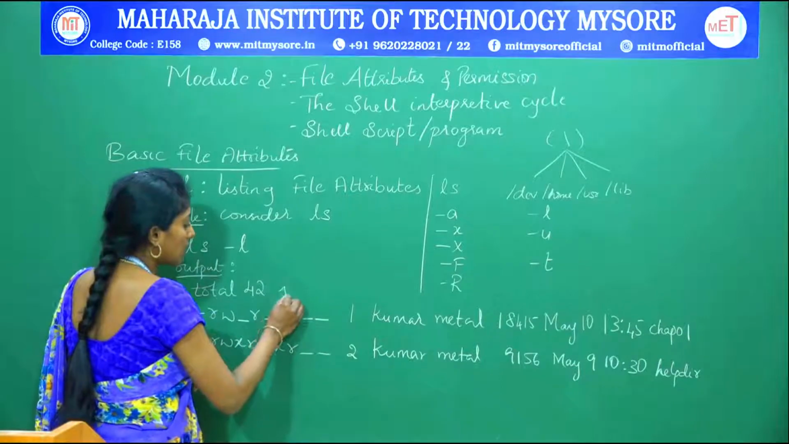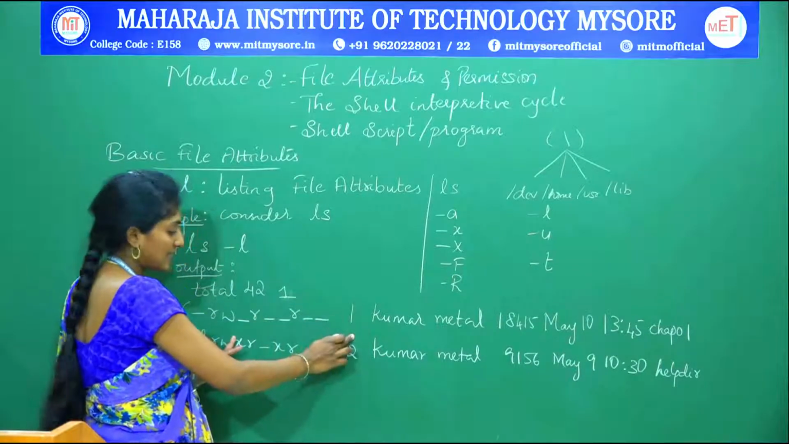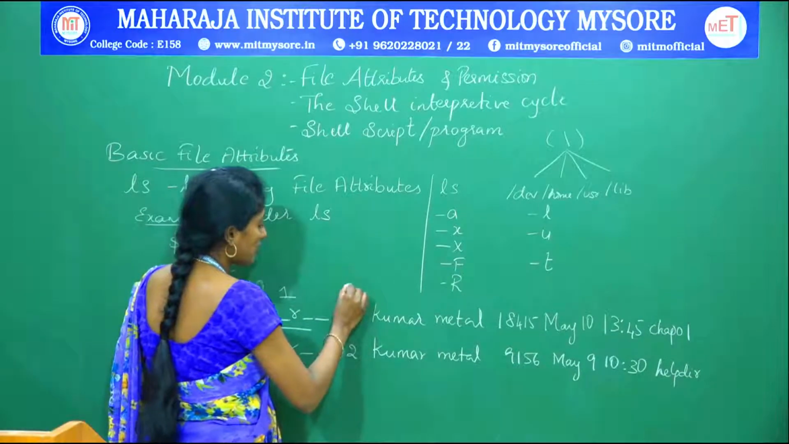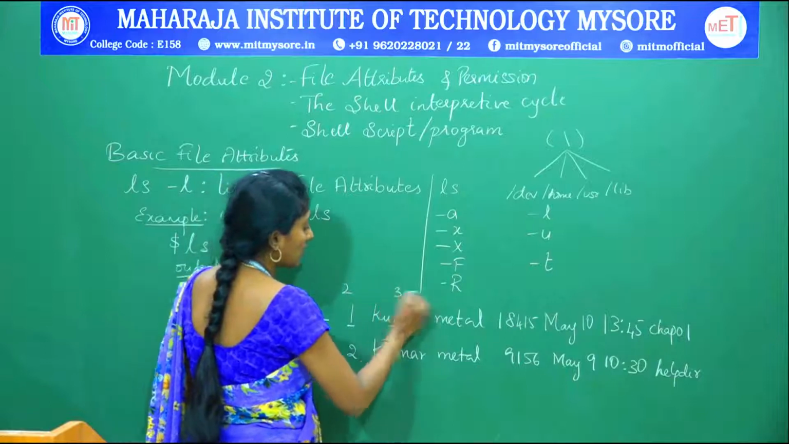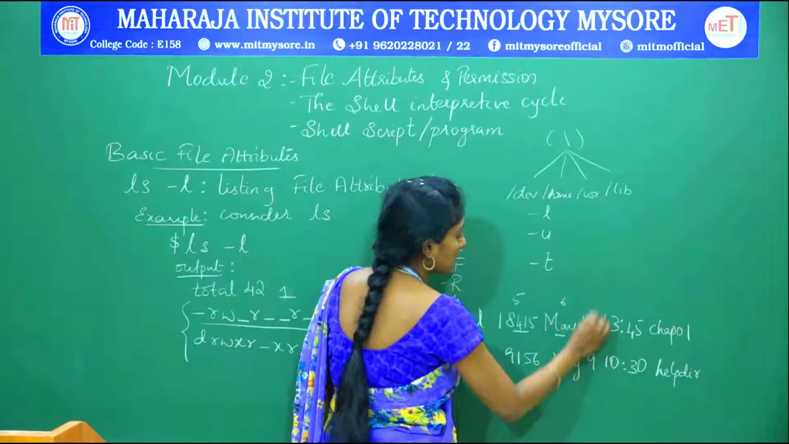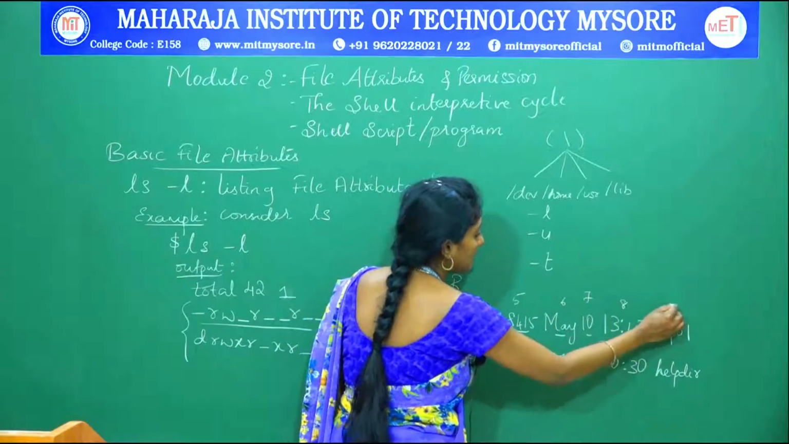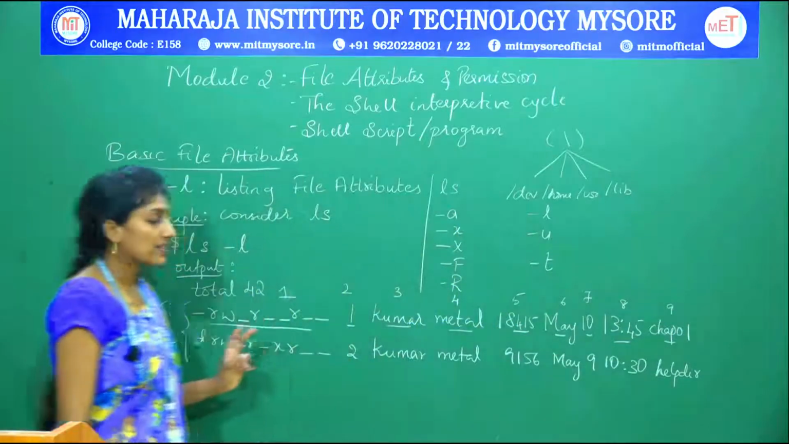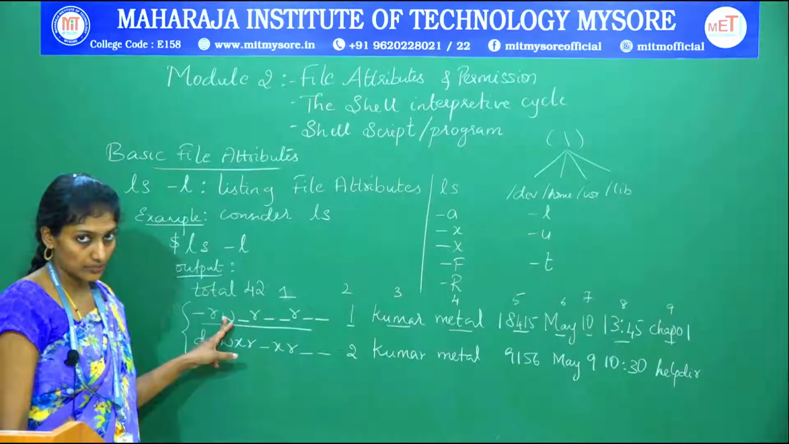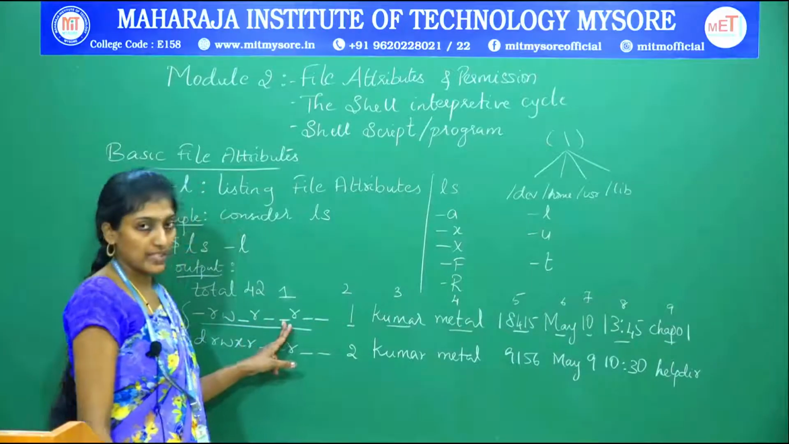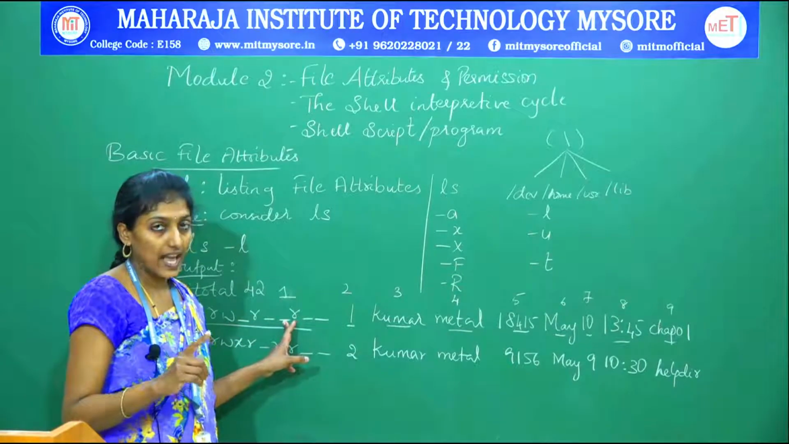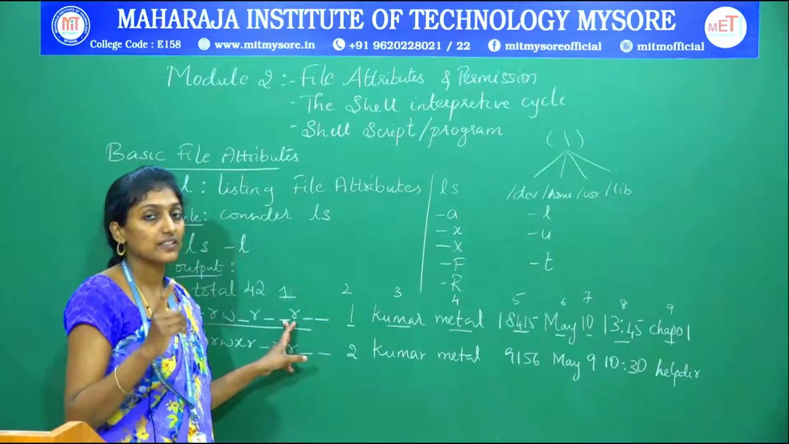Let me tell you what all this data, displayed as output for this command, represents. This is your first column, second column, third column, fourth column, fifth column, sixth, seventh, eighth, and this is the ninth column. So what does each column represent? The first column always displays the type of file and the permission associated with that file.